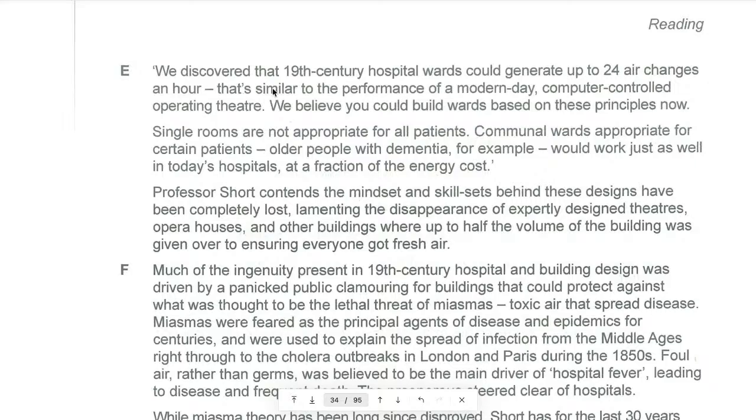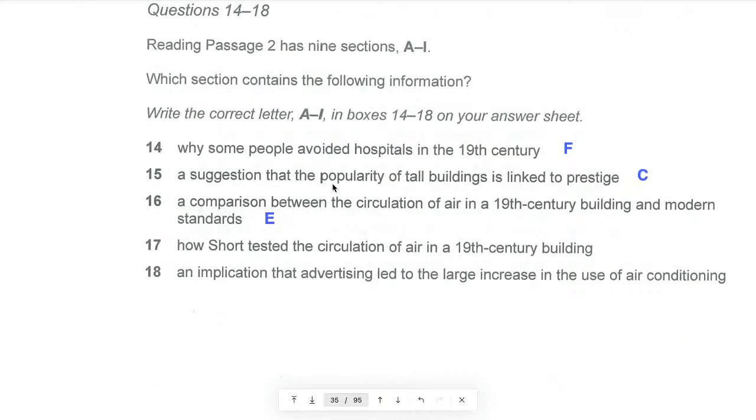Yeah, so here they say that they could generate up to 24 air changes an hour. That's similar to the performance of a modern day computer control operating theater. So we believe you could build walls based on these principles now. So here they said those two are very similar. Okay? So that's why the answer is A.